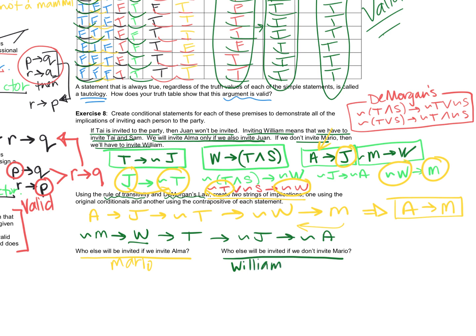And we know that if William comes, then we have Ty. And then if we know Ty comes, we know we won't have Juan, and we won't have Alma. So we know those William and Ty would be invited. And again, overall, we're saying that if not Mario, then not Alma is happening, which you can see is the contrapositive of that as well. So just some fun using that transitive property of these conditionals to come up with other conclusions. So that's logic.